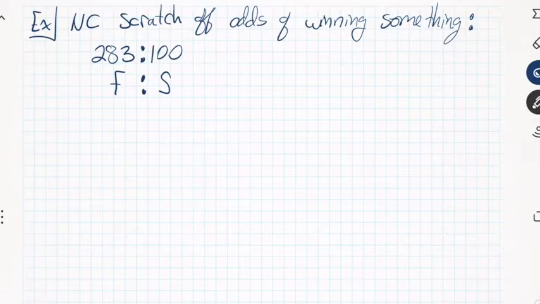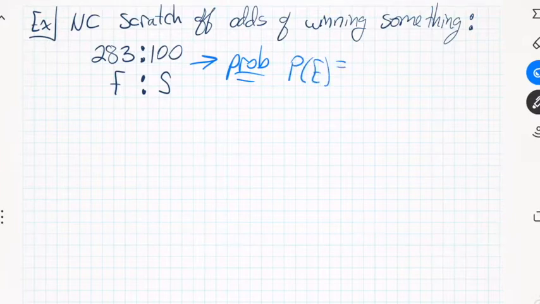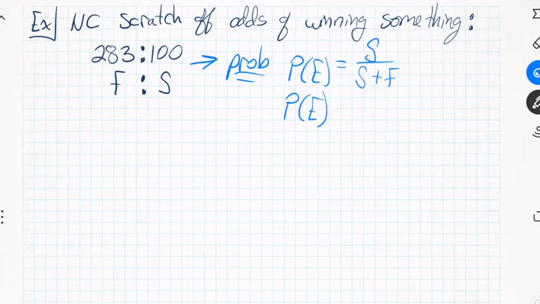Let's change this into a probability. So I want to be able to go back and forth with odds and probability so I can get a good feel one way or the other about this idea. So to make it a probability, we're going to write it as successes divided by successes plus failures. So the probability of winning something off of this scratch off is going to be 100 divided by 100 plus 283.